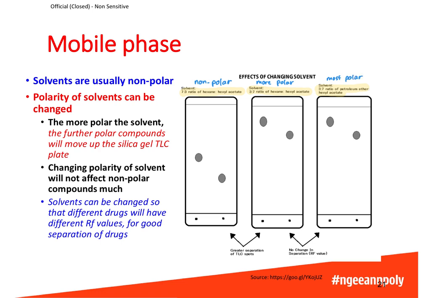Now, let's take a look at what happens to the TLC spots when the solvent system is changed. If you look at the first and second solvents, the more polar the solvent, then the further the polar compounds will be able to move up the silica gel TLC plate. We can see a big difference from the initial distance traveled in the first plate compared to the distance traveled in the second plate. Between the second and third solvent system, there isn't much difference between the distance traveled by the spots.